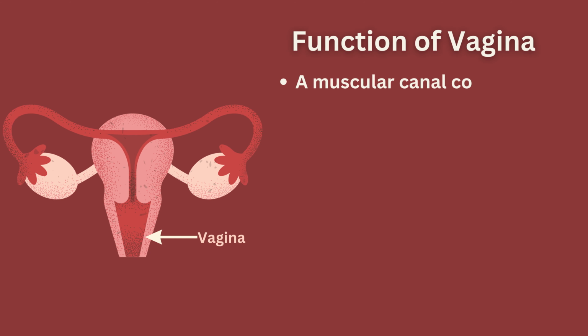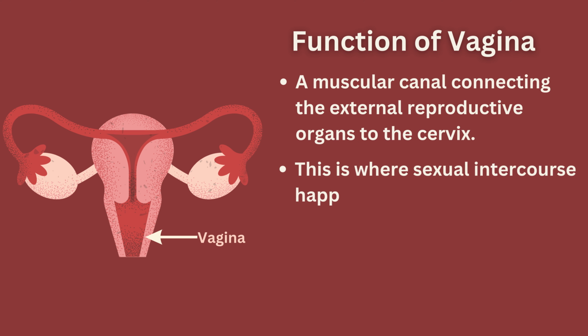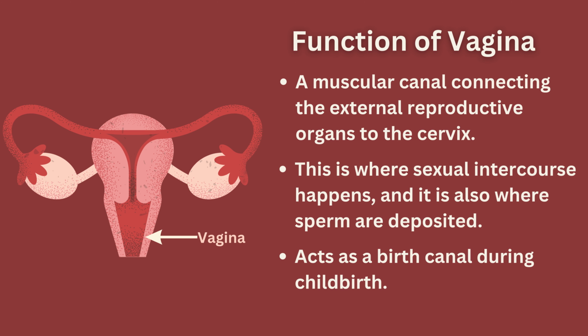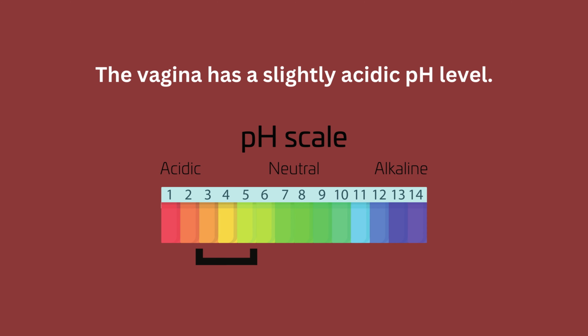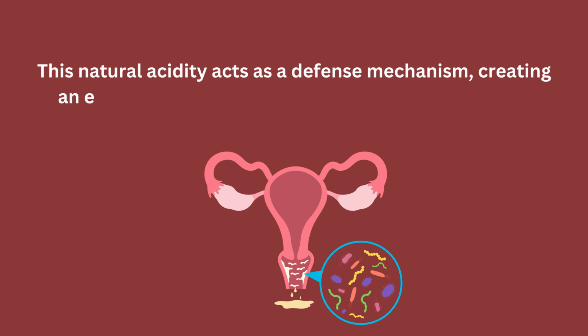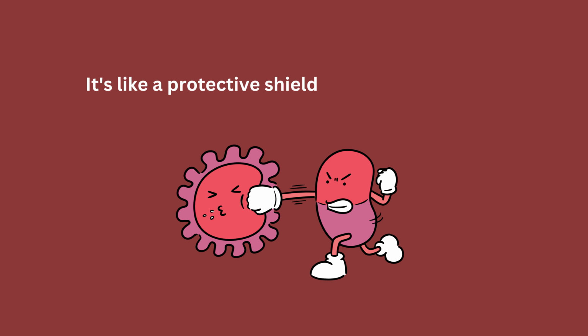The vagina is a muscular canal connecting the external reproductive organs to the cervix. This is where sexual intercourse happens, and it is also where sperm are deposited. It acts as a birth canal during childbirth. The vagina also has a slightly acidic pH level. This natural acidity acts as a defense mechanism, creating an environment that helps keep harmful bacteria and other pathogens in check. It's like a protective shield for the reproductive system.